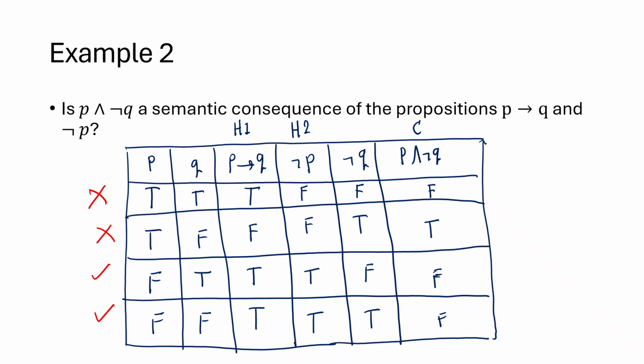Now what I want is, I want my conclusion to be true on every row where both of my hypotheses are true. And you see that in neither one of them, my conclusion is true, which means that this logical argument is not valid. Even if one of them was true but the other one was false, still that's not good enough, because we said the consequence must be true on every row where all the premises are true. Okay, so there you go.